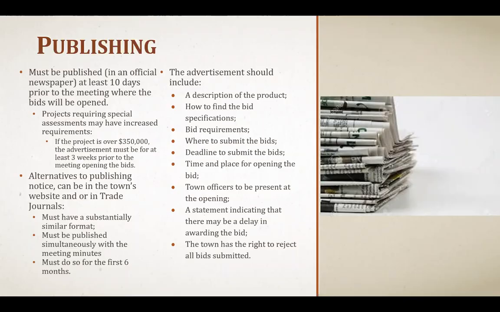The town must publish the specifications in an official newspaper at least 10 days prior to the meeting where the bids will be open. Of course, this process can be longer, but it must be at least 10 days prior to the meeting where the bids will be opened. So if you have a meeting on, say, October 15th, the town must publish those requirements by October 5th at the latest.